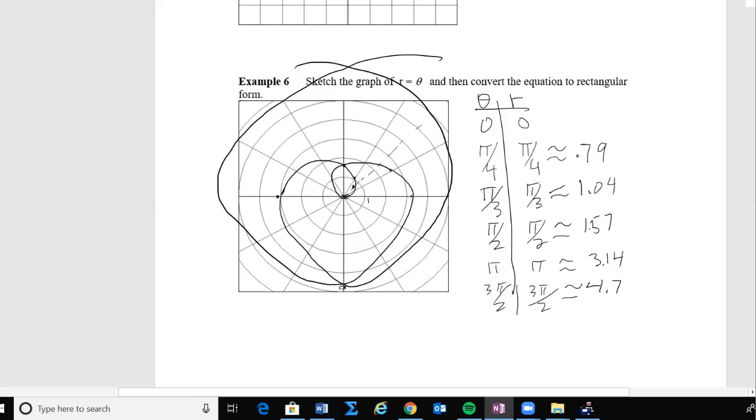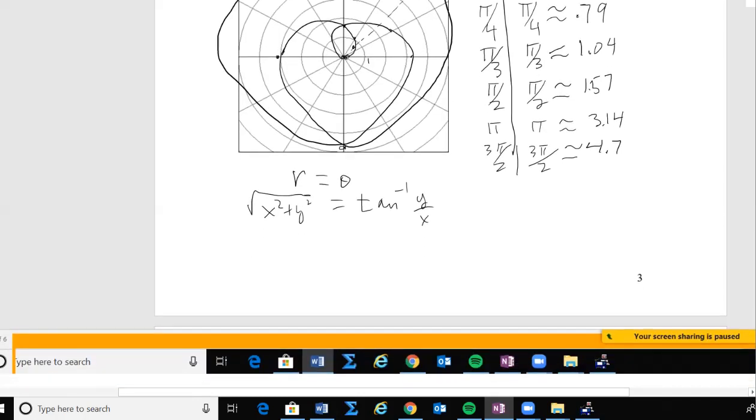Now, how do you change that to a rectangular coordinate equation? Well, we know r is equal to the square root of x squared plus y squared. Theta is the arctangent of y over x. So there's one way. I mean, it's not pretty, but that's it.